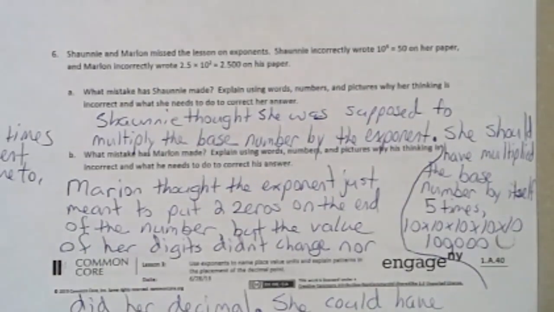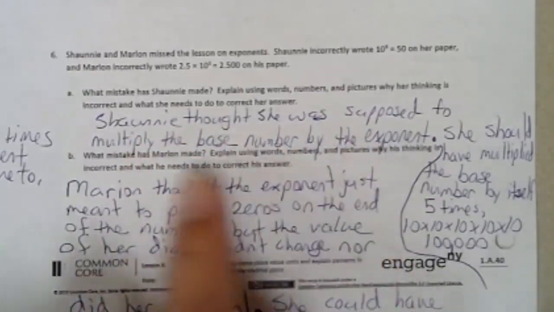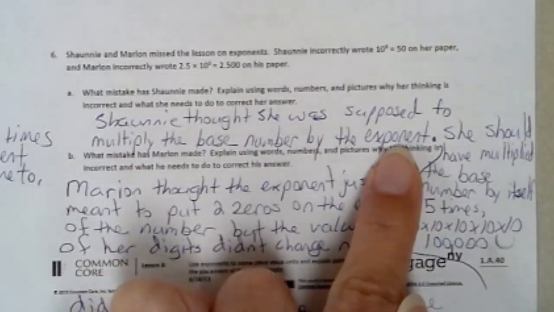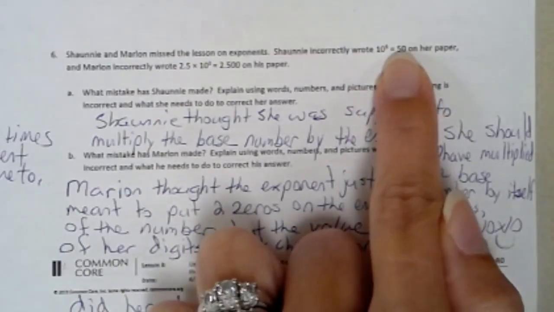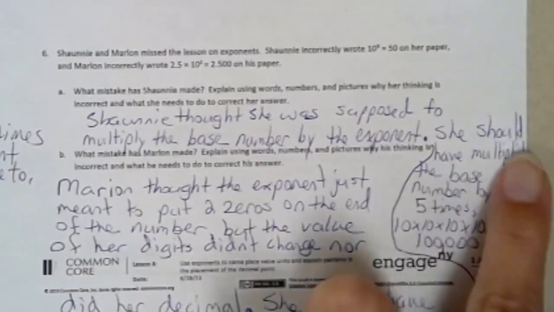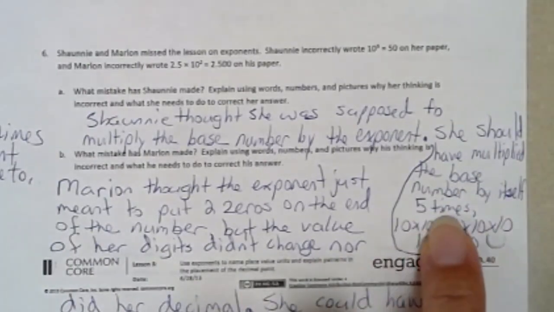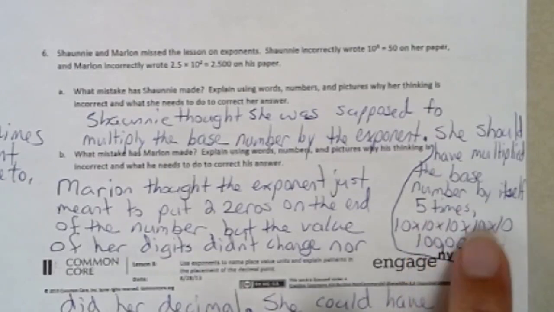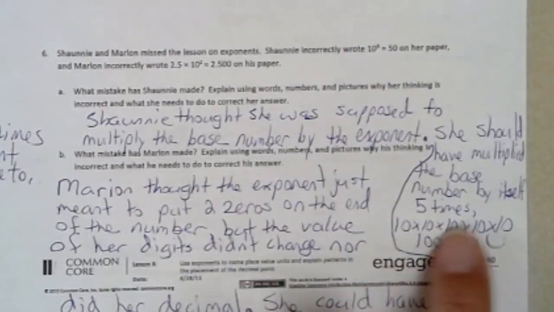So Shawnee thought she was supposed to multiply the base number by the exponent. She said 10 to the fifth was 50, so she just multiplied 10 times 5. That's not right. She should have multiplied the base number by itself 5 times: 10 times 10 times 10 times 10 times 10. That's 5 tens, which is actually 100,000. You will notice 10 to the fifth, there are 5 tens, and there are also 5 zeros in your standard form.